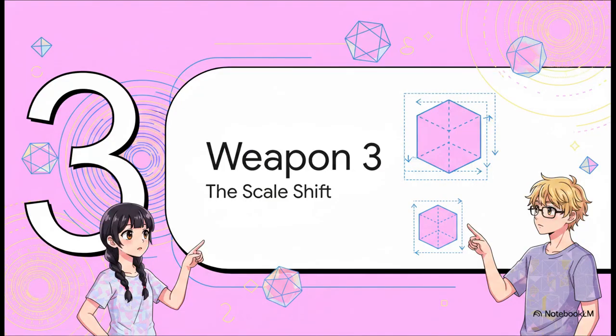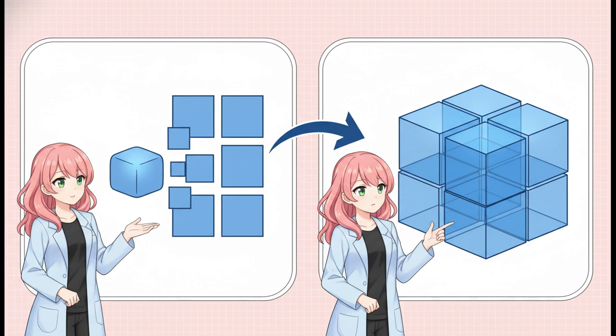Okay, for our third and final weapon, we're diving into the world of geometry. Specifically, we're looking at how things change when you scale them up or down. This is another one of those areas where your intuition can totally lead you astray, especially when we jump from 2D shapes to 3D objects. You absolutely have to remember this. Let's say you have a little cube, and you decide to double the length of every single one of its sides. How does that affect everything?